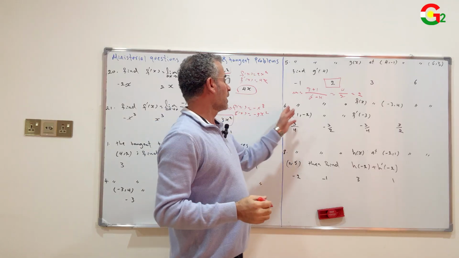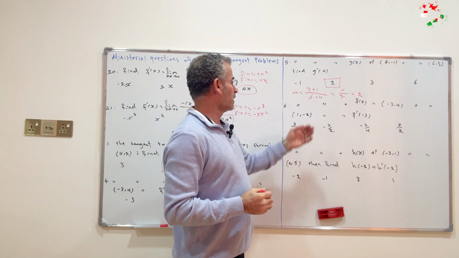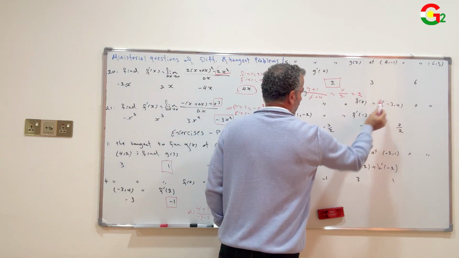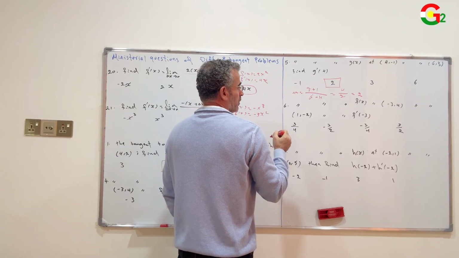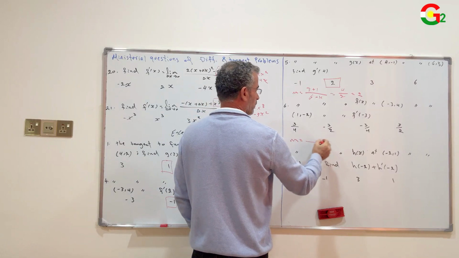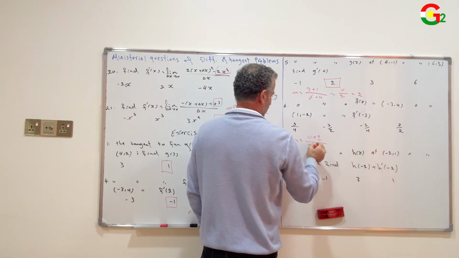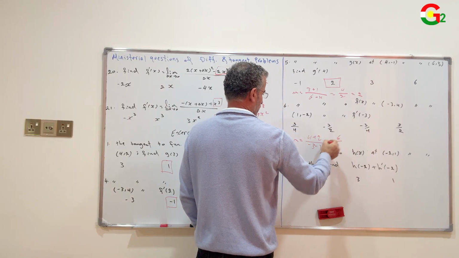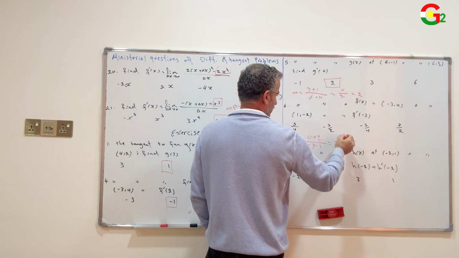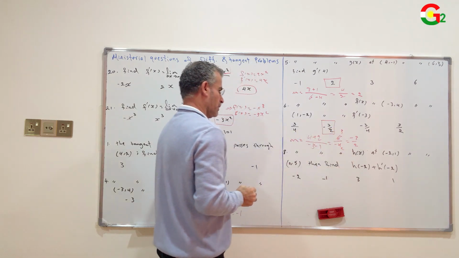Question number 6. The tangent line to the function f of x at the point (negative 3, 4) passes through the point (1, negative 2). Find f prime of negative 3. The derivative at the point of tangency equals the slope of the line. The slope is equal to negative 2 minus 4, which is 6 over negative 3 minus 1, 6 over negative 4, equal to negative 3 over 2. Choice B.